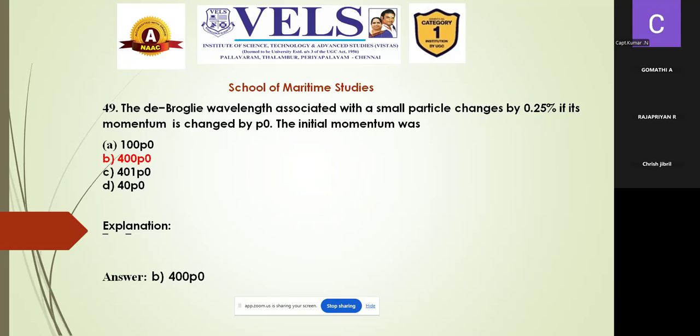The formula is lambda is equal to P naught by P. P naught is equal to change in momentum. P is the initial momentum. So from this equation we can find P is equal to P naught by lambda. So P is equal to P naught divided by 0.0025, since 0.25 divided by 100 we can write as 0.0025. So the answer is P is equal to 400 P naught.